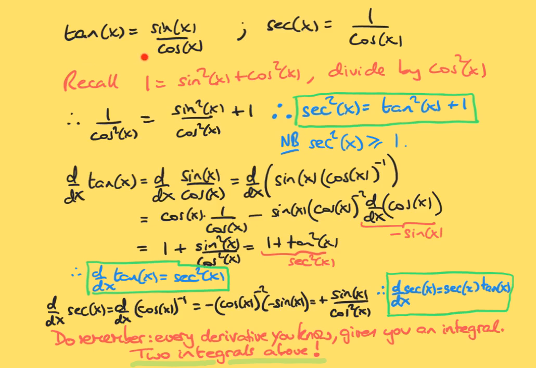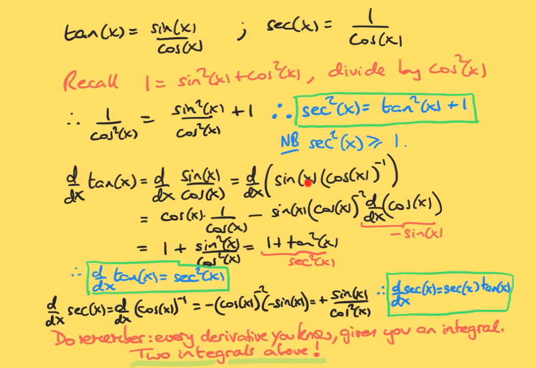What about the derivatives of tangent and secant? Let's look at the tangent first. So the definition is sine over cosine, and if you differentiate that, well, some people might use the quotient rule, but I much prefer to say that this is the sine multiplied by the reciprocal of the cosine function, and I'm going to use the product rule together with the chain rule.